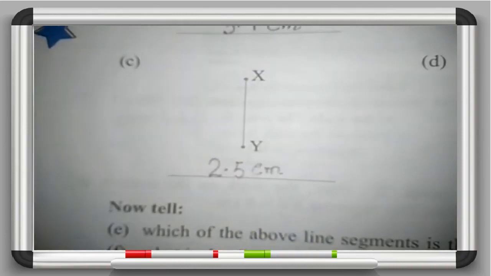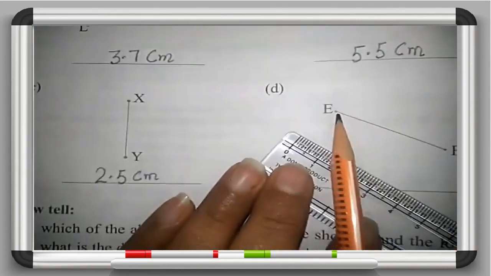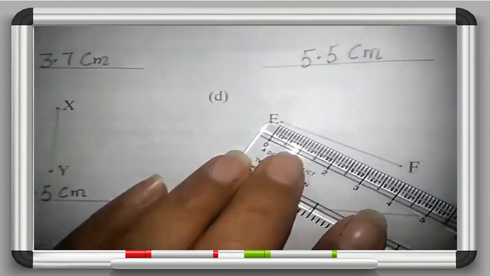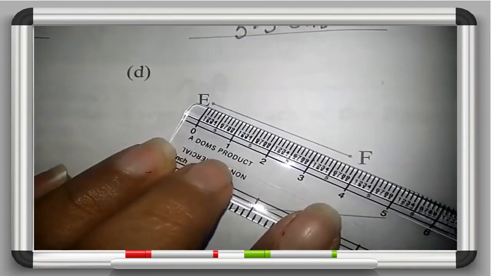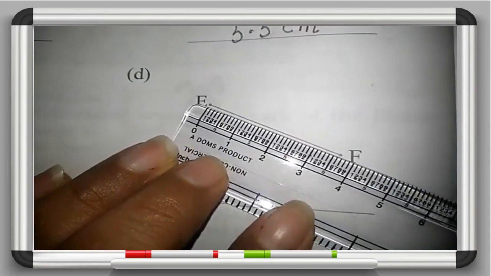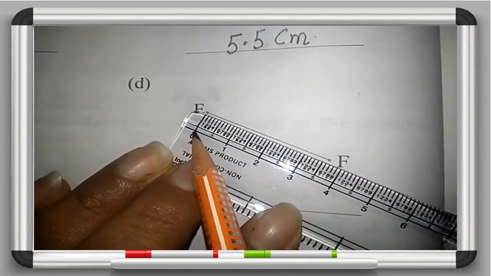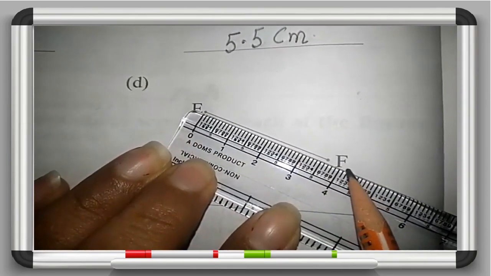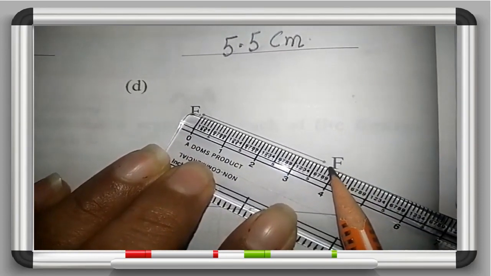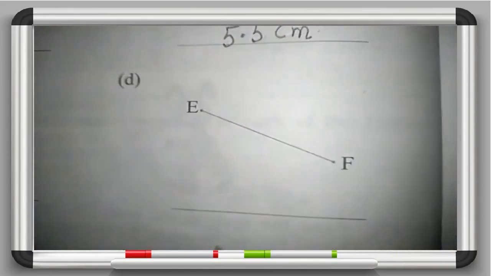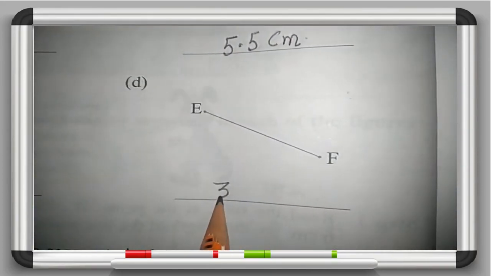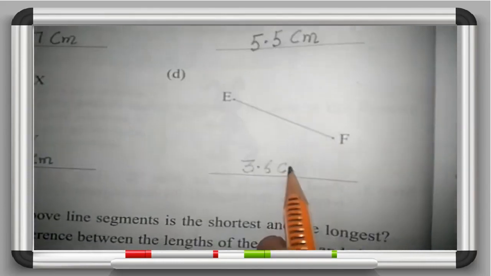Now we have to do D part. So here it is given EF line segment. Now again we will start from 0 at point E. At E we will put 0 and up to F the length is 3.6 centimeter. So here we will write 3.6 centimeter.